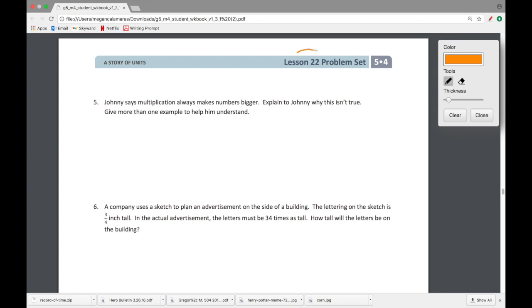Okay, guys, we are going to look into lesson 22 for another inspiration problem. Number 5 is a really good example of something you'll see on the celebration of learning. It says, Johnny says multiplication always makes, oh, actually, you know what? It wasn't Johnny that said it. It was actually Carl, the lady hamster, that said that.